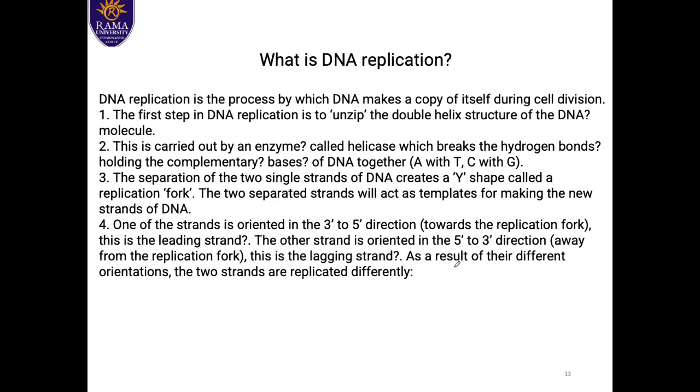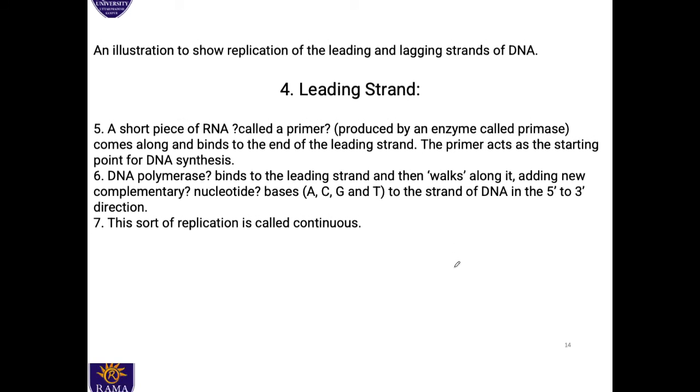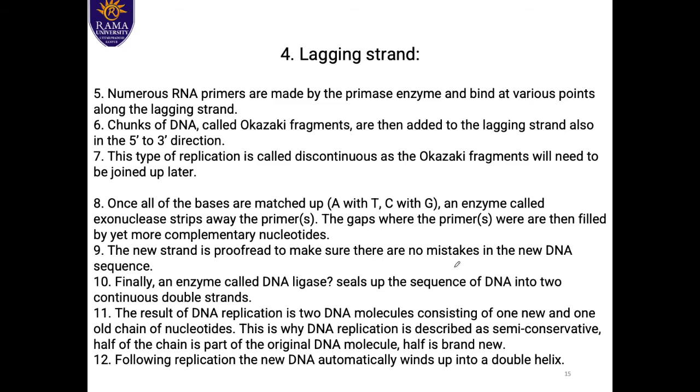As a result of the different orientations, the two strands are replicated differentially. On the leading strand, a short piece of RNA called a primer, produced by the enzyme primase, will be added. DNA polymerase will start adding nucleotides A, C, G, T as per the corresponding direction, so this replication will be continuous. Whereas in the lagging strand, numerous RNA primers are made by primase and bind at various points, leading to chunks of DNA called Okazaki fragments, added in the 5 prime to 3 prime direction. This type of replication is called discontinuous, as the Okazaki fragments need to be joined up later, right?